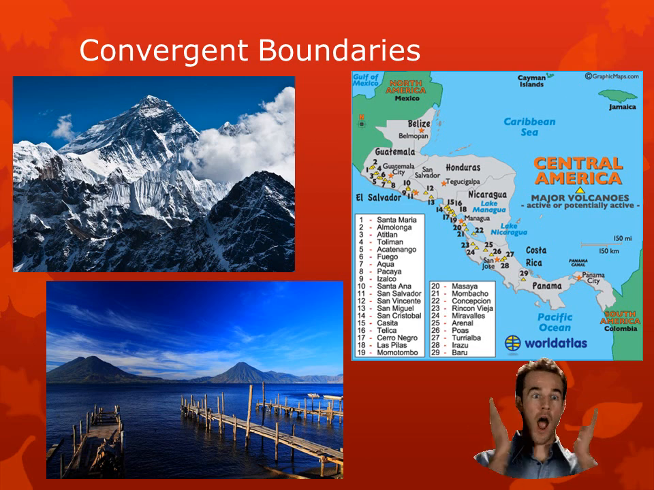Now, all of Central America and these volcanoes and mountain ranges were formed by two oceanic plates colliding, melting, and forming volcanoes, which created a landmass over, of course, millions of years.